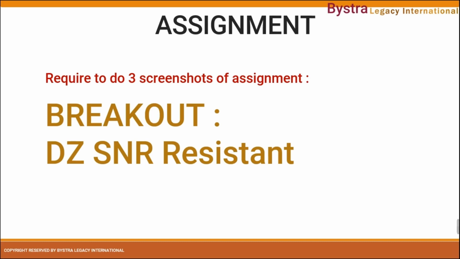Like I said, the simplest assignment you need to do is just look at the daily time frame and the breakout at the H4 time frame. Once you are done with your assignment, save it in the folder. At the end of the course, you can submit it later on.